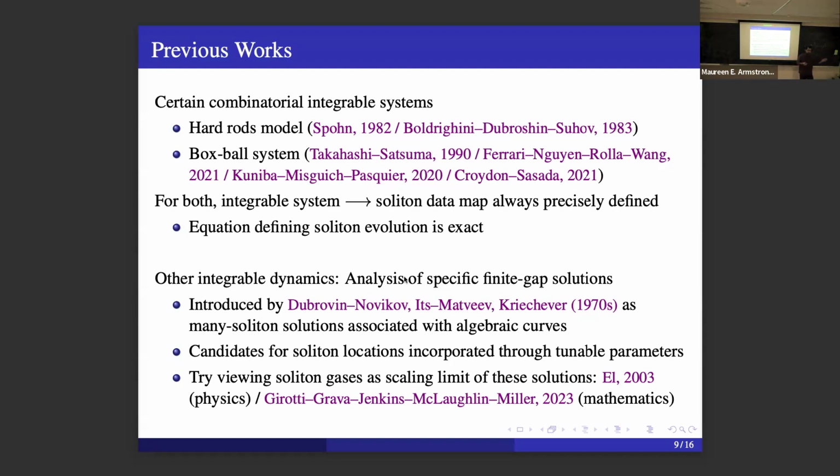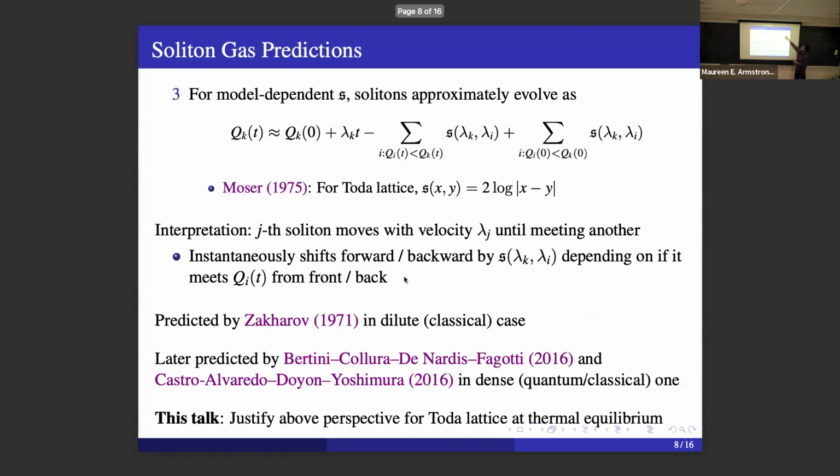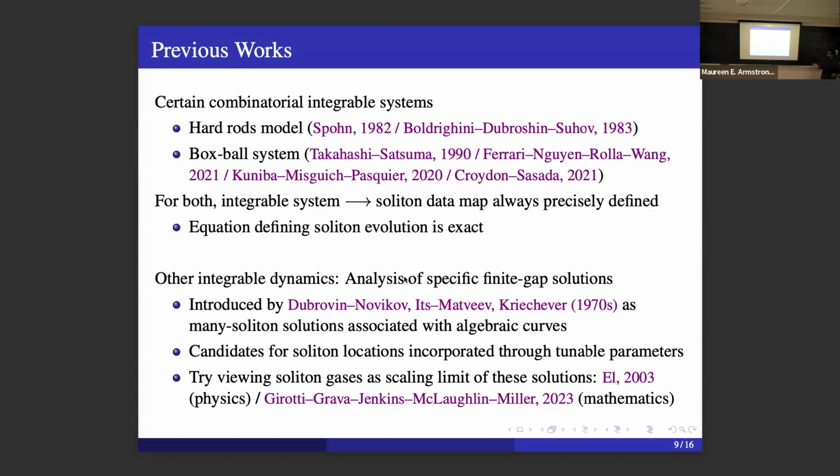So at least now you can define them as just parameters of these specific solutions, and then you can try to take scaling limits of these solutions, like take the number of parameters, which basically involves taking a high genus limit to infinity, and see what's happening to these solutions after a long period of time, and try to fish out an equation of this nature. Attempts at this have been made, and to some extent done in certain special cases, in the physics work of El, and also in the mathematics work of Girotti, Grava, Jenkins, Miller, and McLaughlin.